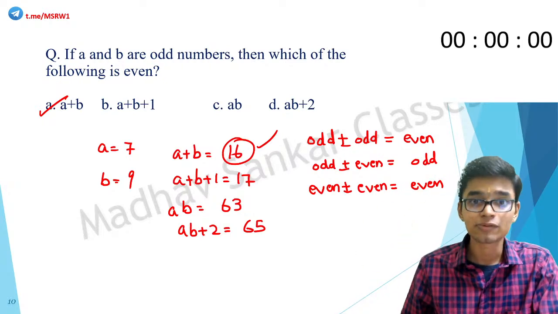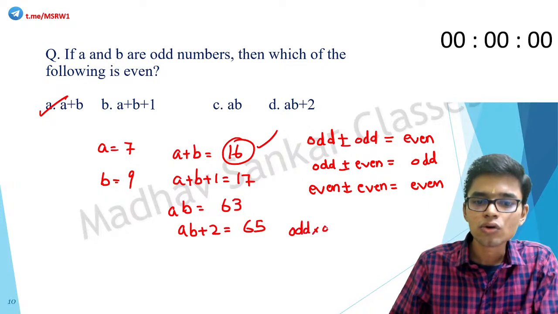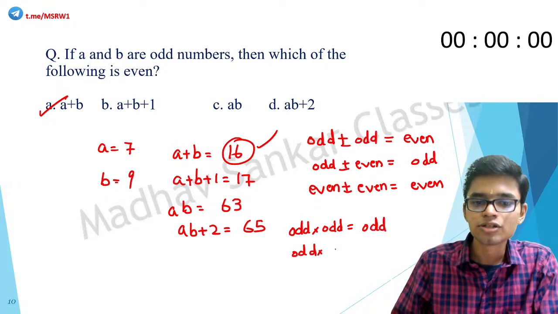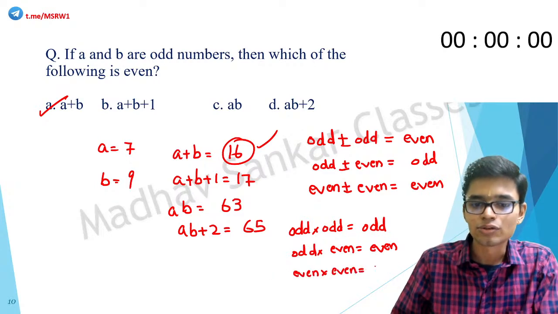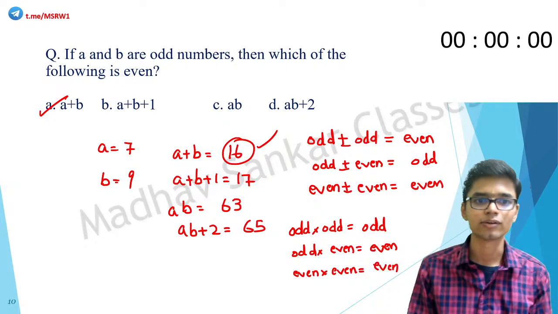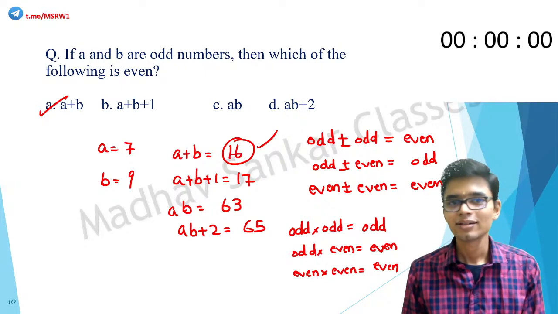Similarly, there are some properties for multiplication also. Odd number into odd number is odd number. Odd number into even number, 7 into 2, that is even number. Even number into even number is even number. Learn these properties by heart and you can easily find the answer to these kinds of questions. Clear? Moving on.